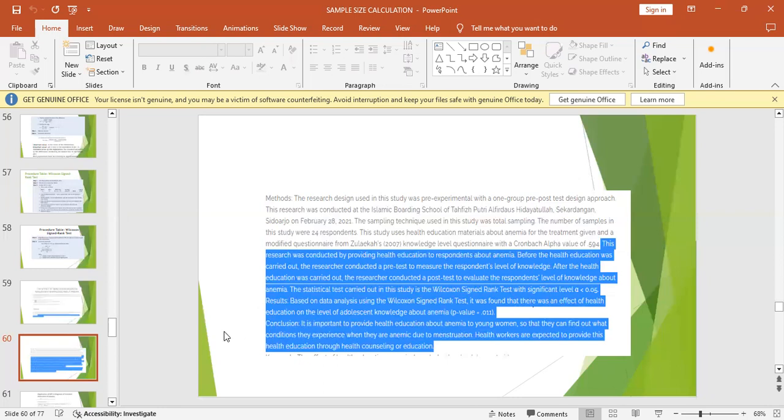And the conclusion is that it is important to provide health education about anemia to young women so that they can find out what conditions they experience when they are anemic due to menstruation. Health workers are expected to provide this health education through health counseling or education.